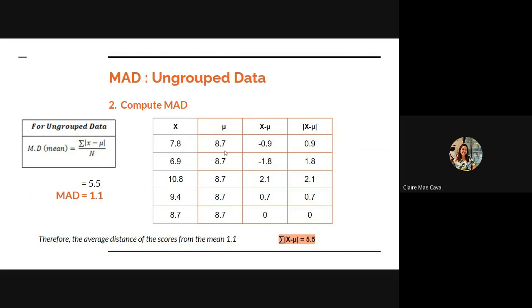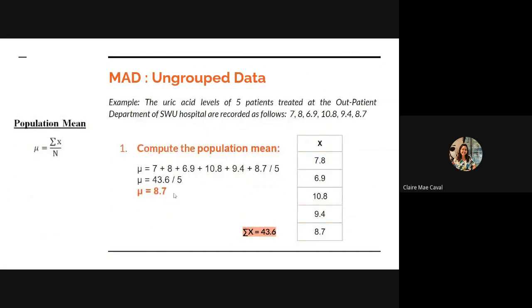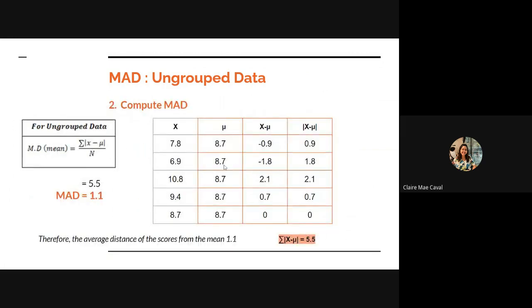The population mean, again, the one we solved earlier, is equal to 8.7. So we have another column, your x, the value of each observation minus the population mean. So that's 7.8 minus 8.7, which is equal to negative 0.9. And then you do the same below, okay?